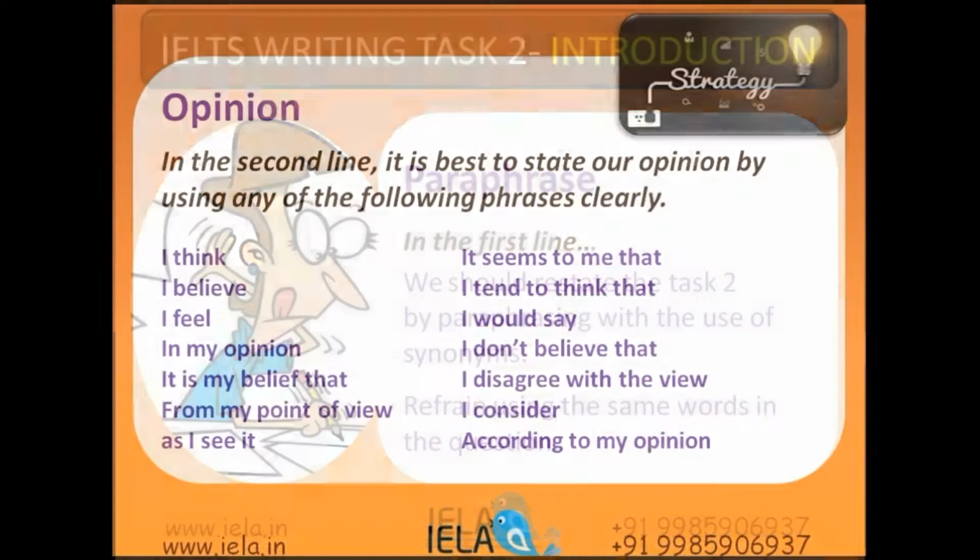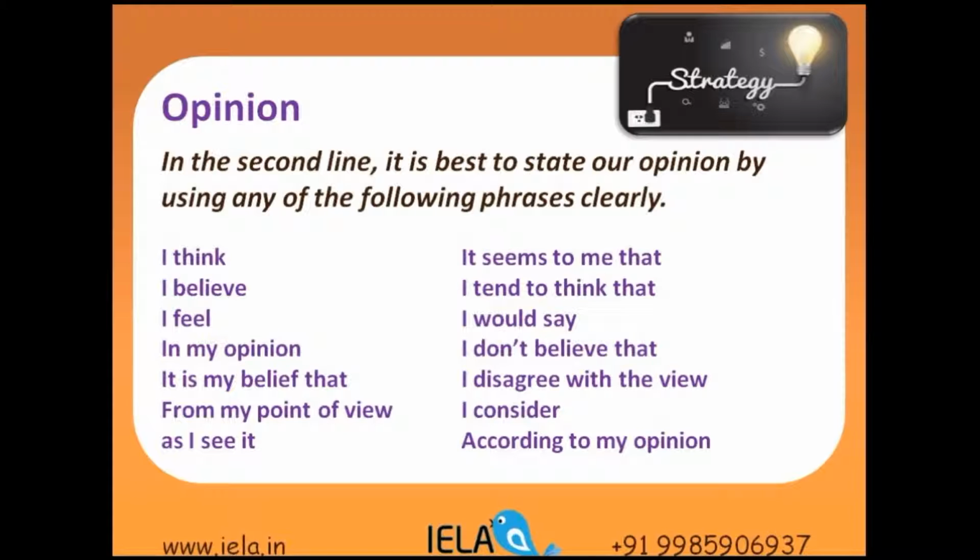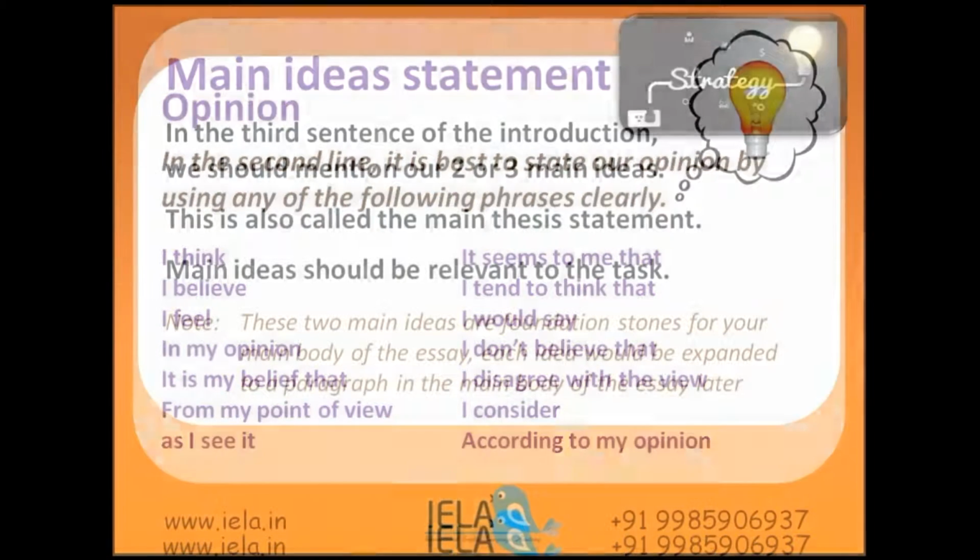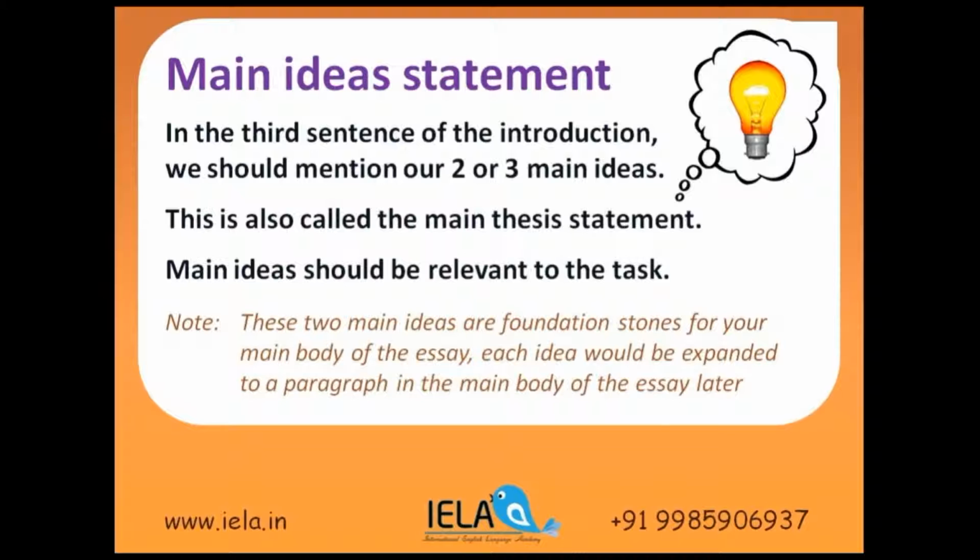The next thing you can do is clearly state your opinion. In the second line, the best practice is that you should be able to clearly state your opinion. A reader should clearly understand what your stand on the response is. What is your opinion? In the third line of your essay, the main ideas should be mentioned. Now this is also called the main thesis statement.